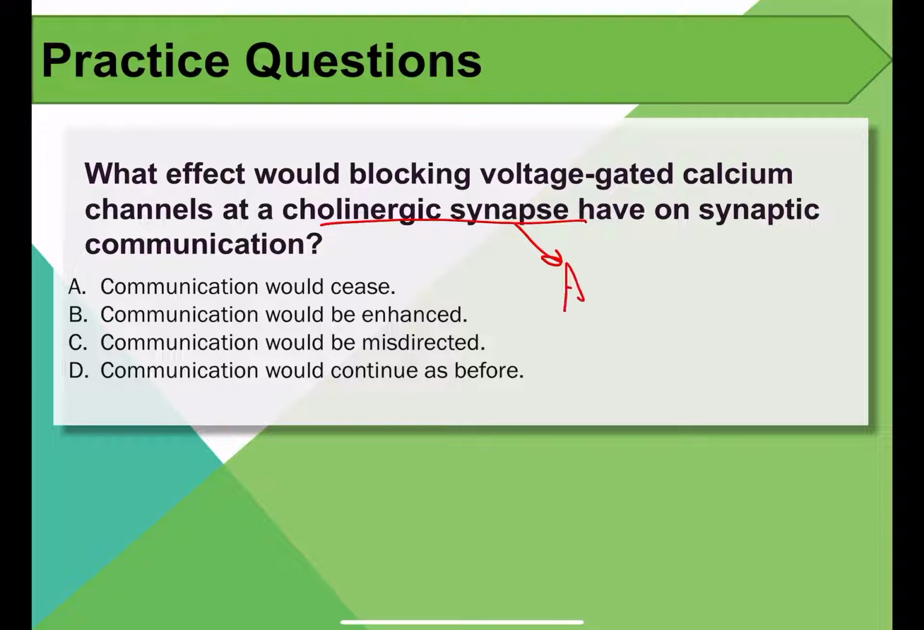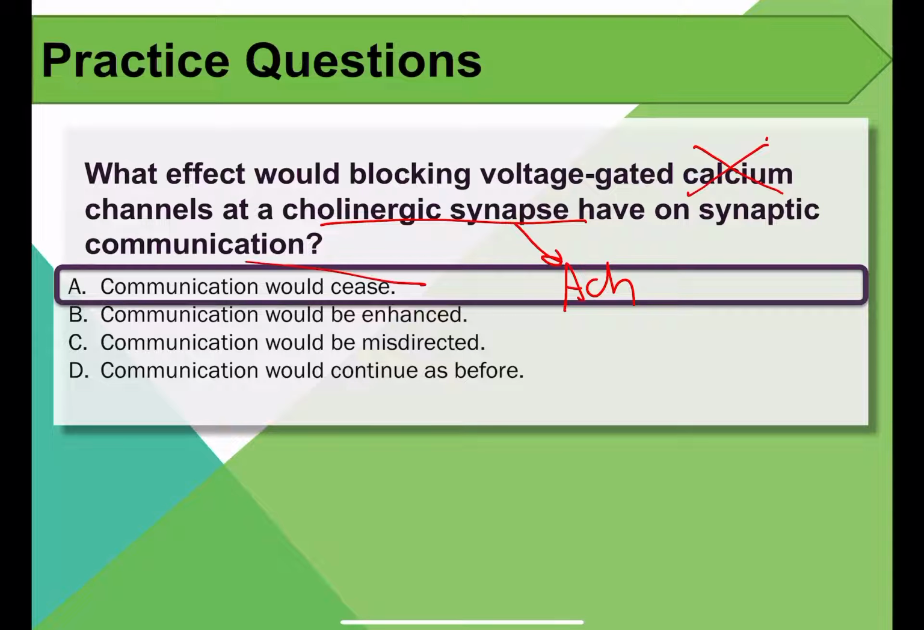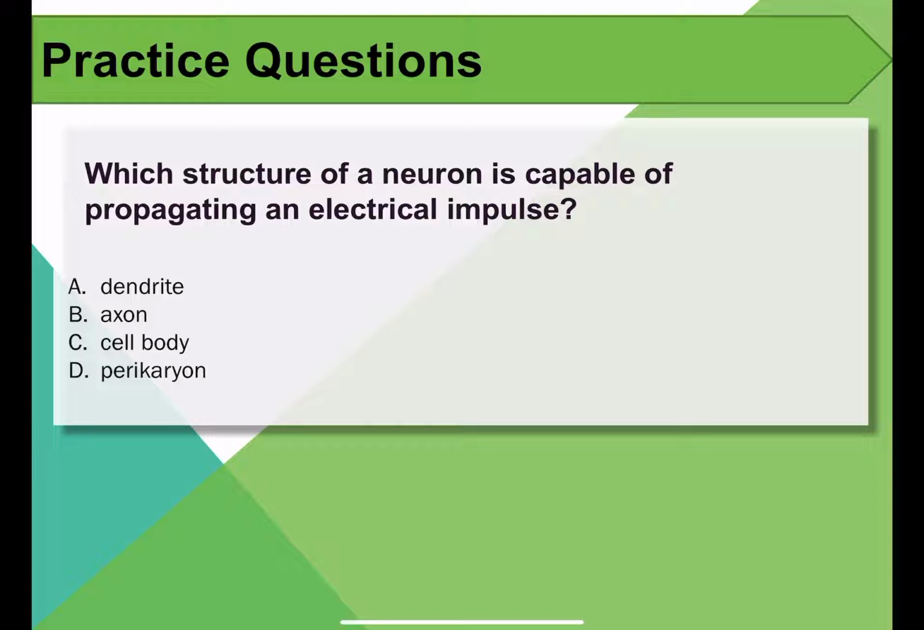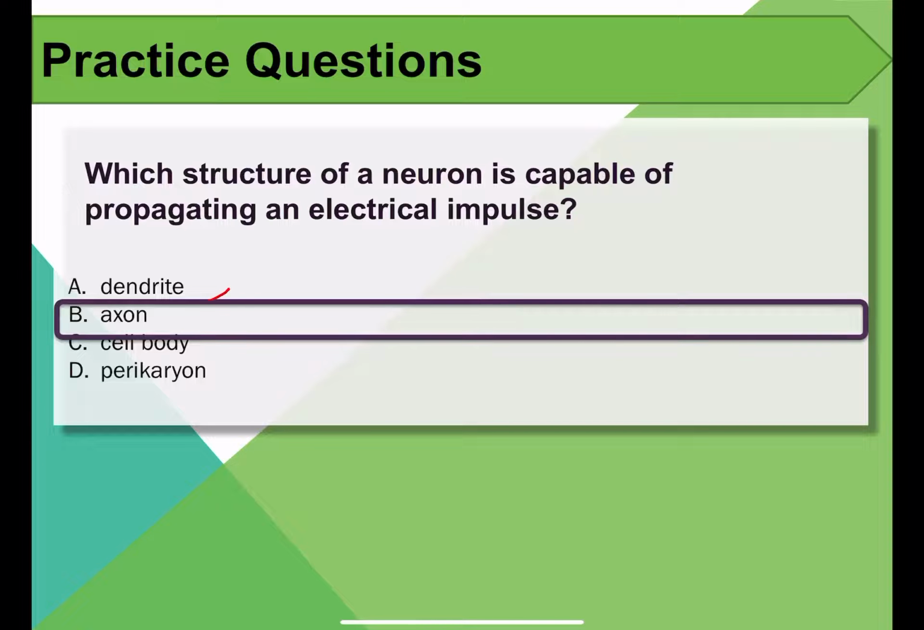What effect would blocking a voltage-gated calcium channel at a cholinergic synapse have on synaptic communication? This is for ACh release. So now you're blocking calcium channels, which means no release of neurotransmitter. The whole communication would just cease. It just stops. What structure of a neuron is capable of propagating an electrical impulse? Axon. Dendrite is for receiving things. Cell body also. Perikaryon is just the cytoplasm of the cell body.